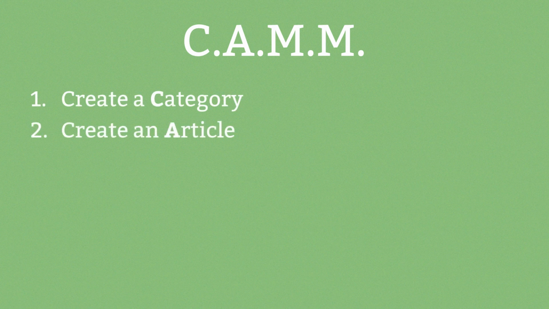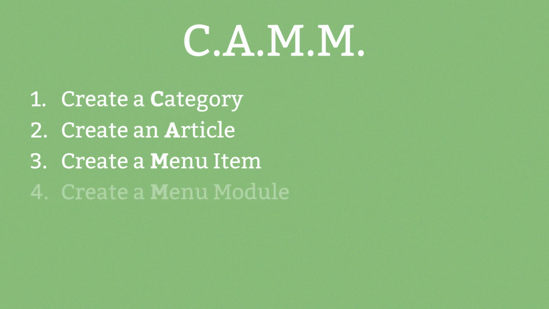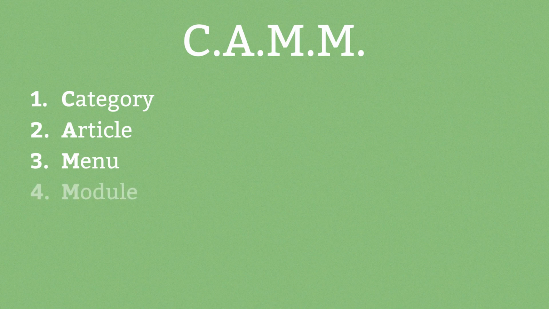There are 4 steps to creating your first Joomla page. Step 1. Create a category. Step 2. Create an article. Step 3. Create a menu item. And Step 4. Create a menu module. To help you remember this process, use the acronym CAMM. Category, article, menu, module.